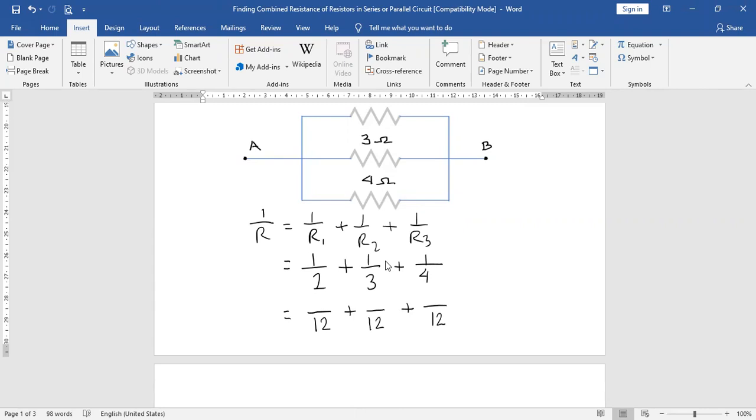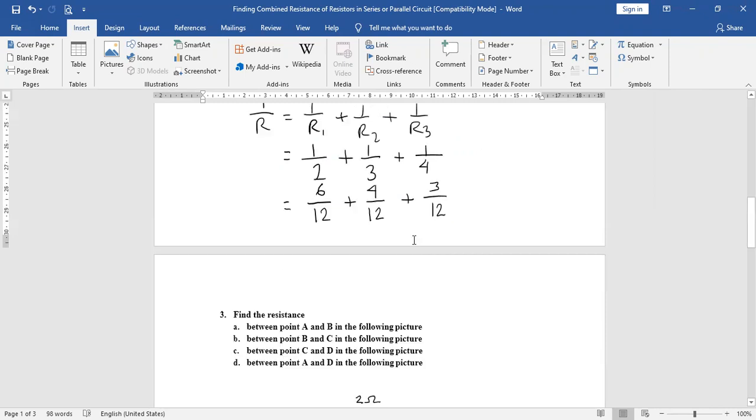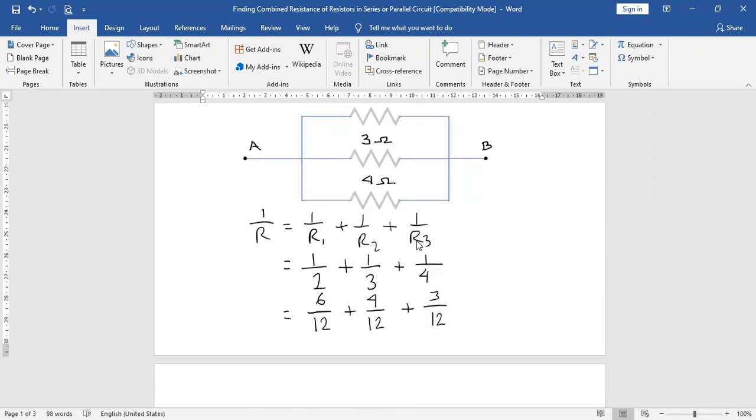Okay, so this one becomes times 6, right? So this is 6. This one times 4, so this becomes 1 times 4, which is 4, and this one times 3 becomes 1 times 3, which is 3. Okay, so right over here, you get the answer is 1 per R equals 13 per 12.